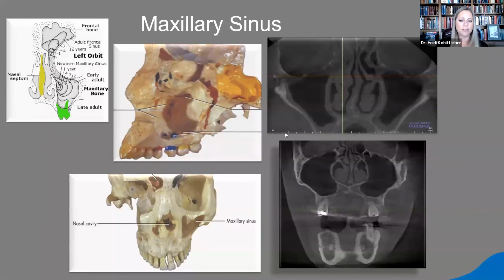As it grows and develops, we have a drainage pathway that will develop. But occasionally that does not happen, and you might have a small hypoplastic sinus on one side or another, and that will affect the development of that sinus drainage pathway.